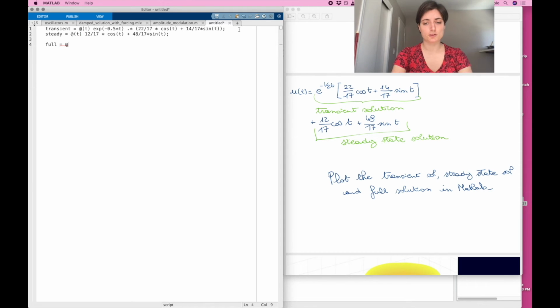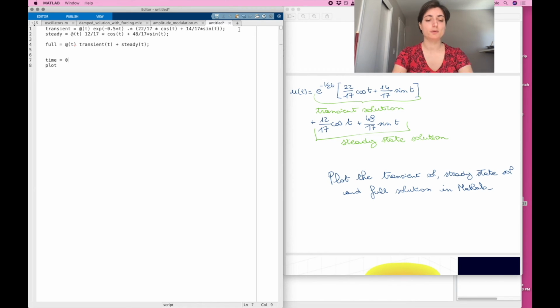Then the full solution is the sum of the two, but it's again a function of t. So you have to remember the (t) to remind MATLAB that it is a function. So now we have the full solution. That is just the sum of the transient solution as a function of t plus a steady solution as a function of t.